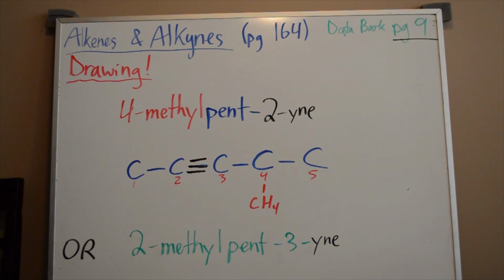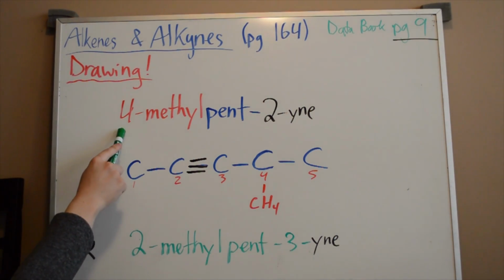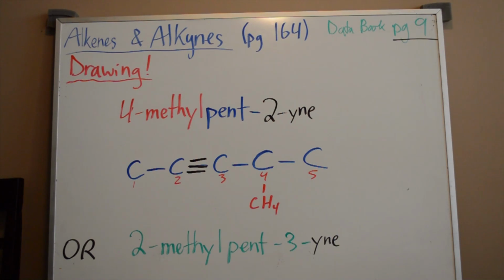Now, problem: how come I use this name and not this name? Wouldn't this name also make sense? Because if we take a look over here, this 2 is a lower number than that 4. Didn't you teach us last week that we need the lowest number for the branches?